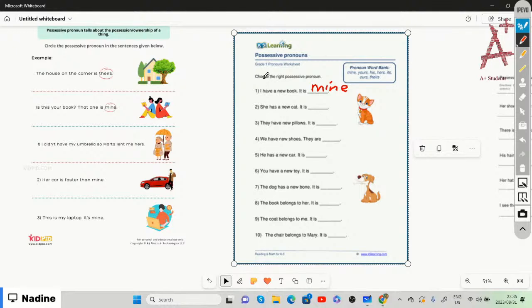So if the book belongs to me because I have it, then we can say it is mine. She has a new cat. It is hers. They have new pillows. So if they have new pillows, then we can say they are theirs.